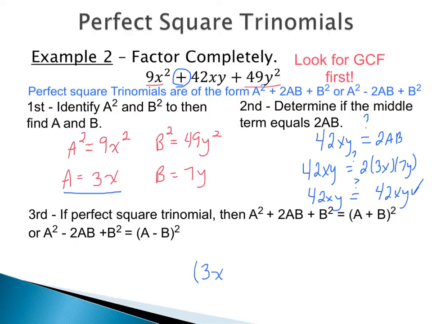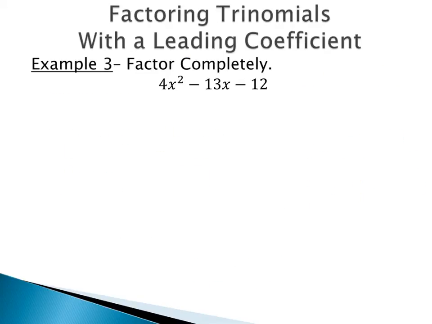Since our middle term is positive, we're going to have a plus, and then our b is 7y, so this is going to become 7y squared. So our factored form would be 3x plus 7y squared, since this was a perfect square trinomial. And again, you can multiply this out to see that we will get back to the original, either by identifying this as a special product, or you can write this out as 3x plus 7y times 3x plus 7y and distribute it.